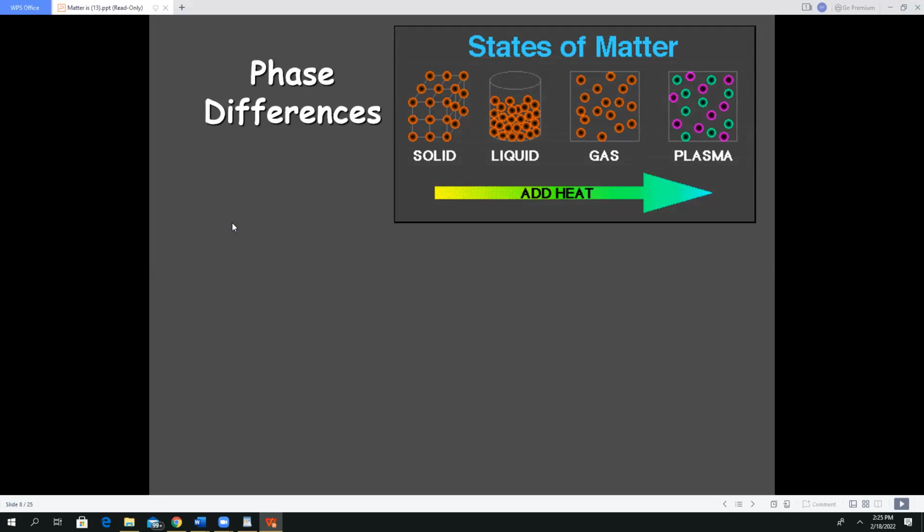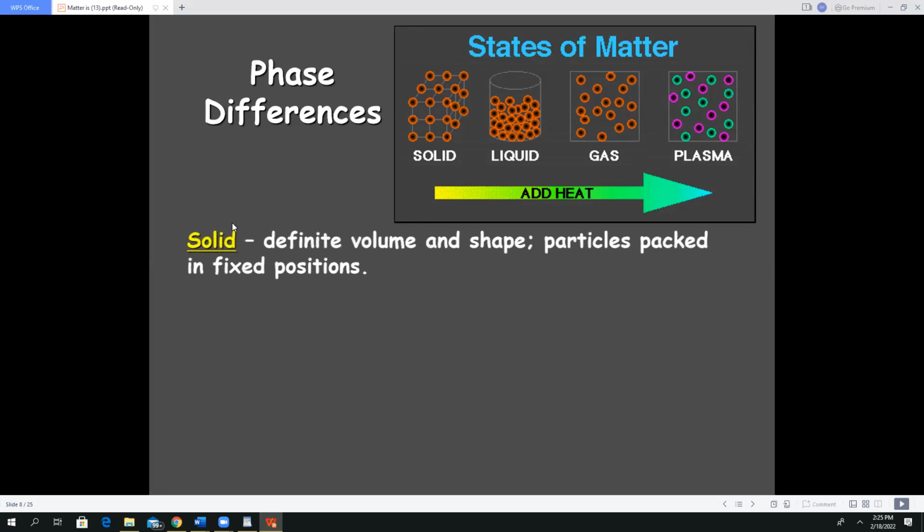Here's the different states of matter. And this is something we need to look at. Remember, we're adding heat as we're going towards the right on this diagram. Solid.